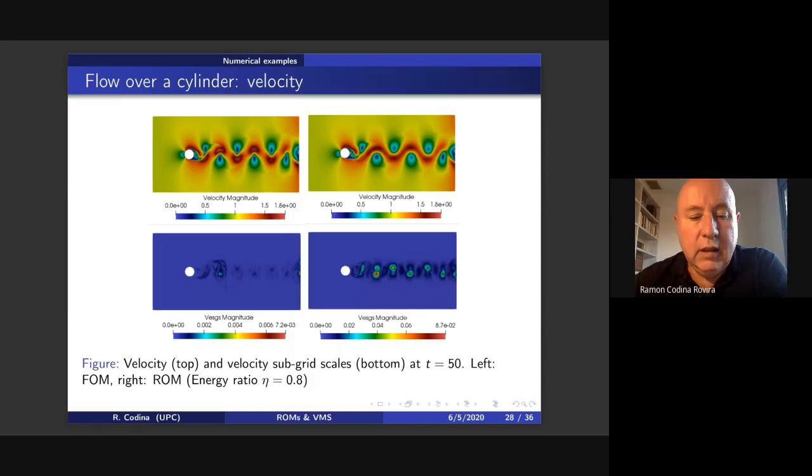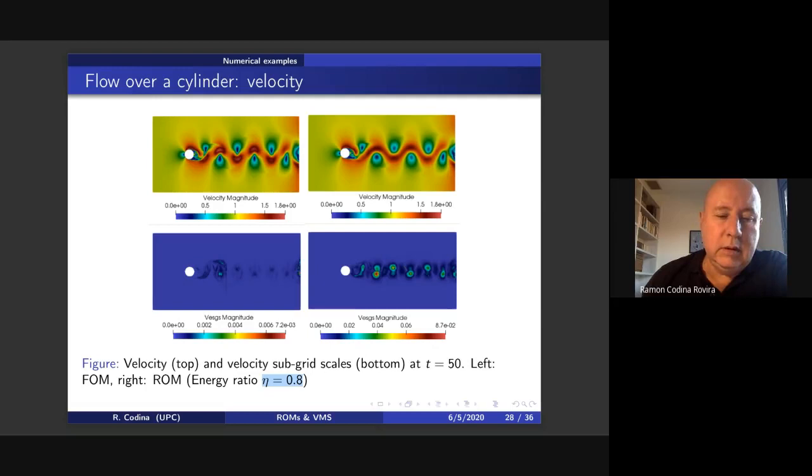I don't have here exactly the number of bases of that, but it must be around 10 or 15 because this is the so-called energy ratio, which is 0.8. I don't want to explain what it is, but probably I will mention later in a particular case the number of bases that we have. But here probably we have about 10 or 15 degrees of freedom, basis functions. So the solution that you see is similar, although not exactly the same.